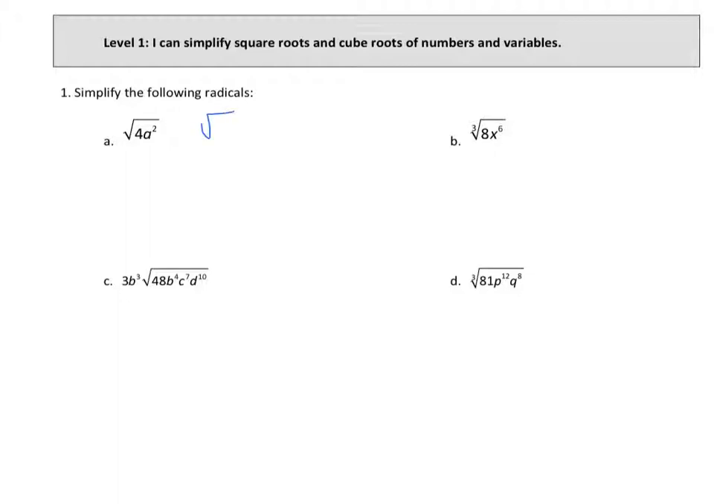The square root of 4 is still 2, but the square root of a squared, remember when we do a square root, we're looking for the same thing multiplied by itself. So this is really the square root of a times a. Since I have two a's multiplied together, I can take one out. So the answer to this is just going to be 2a.